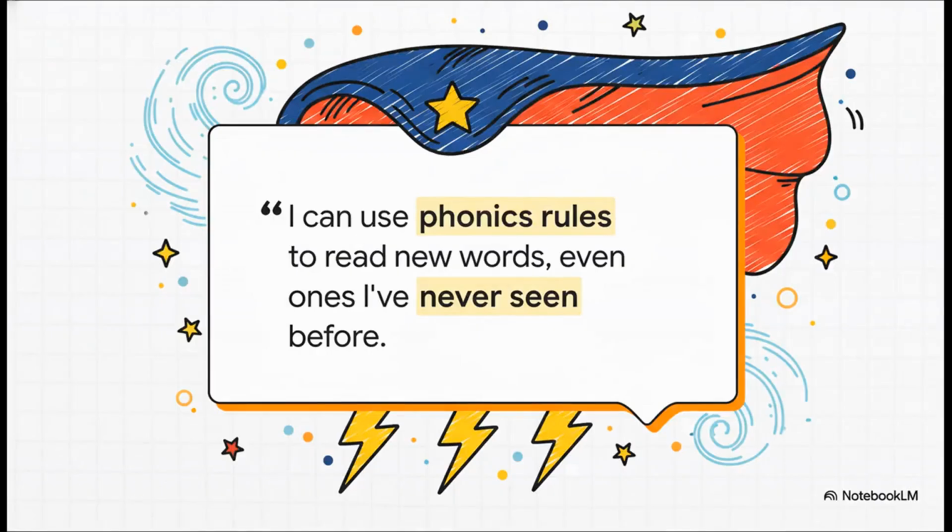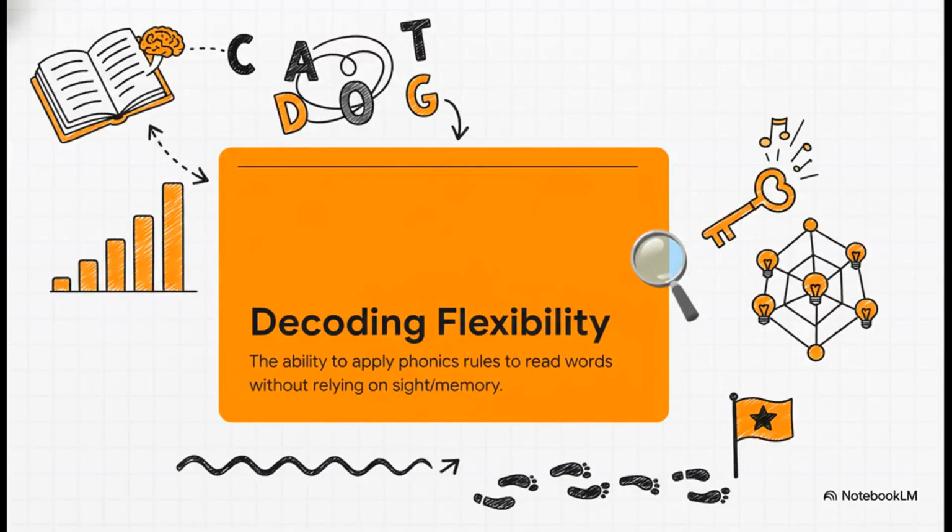And here is the student-friendly I can statement. Seriously, post this in your room. It makes the learning goals so incredibly clear and accessible for your students. It really frames it as a kind of reading superpower that they're developing. Now, what's really important here is our ultimate goal. We're building what's called decoding flexibility. And what that means is that students aren't just memorizing words. They're actually using phonics as a tool, like a key, to unlock any word. That is the real foundation of becoming a fluent reader.